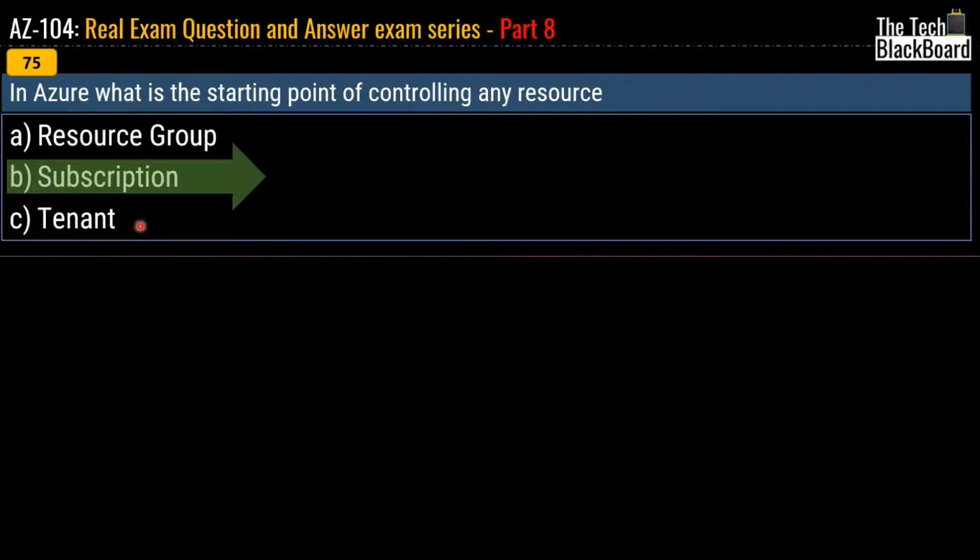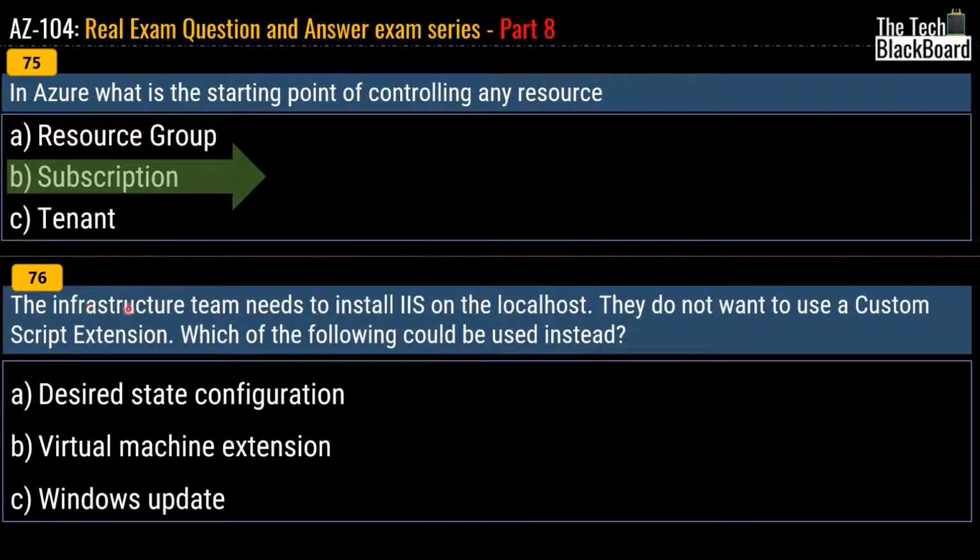Moving on to our next question, 76. It says that the infrastructure team needs to install IaaS on the local host. They do not want to use custom script extension. Which of the following could be used instead? Your options are desired state configuration, virtual machine extension, or Windows update. And the correct answer for this question is option A, desired state configuration. Desired state configuration is the best option to install IaaS on the local host when you do not want to use custom script extension.